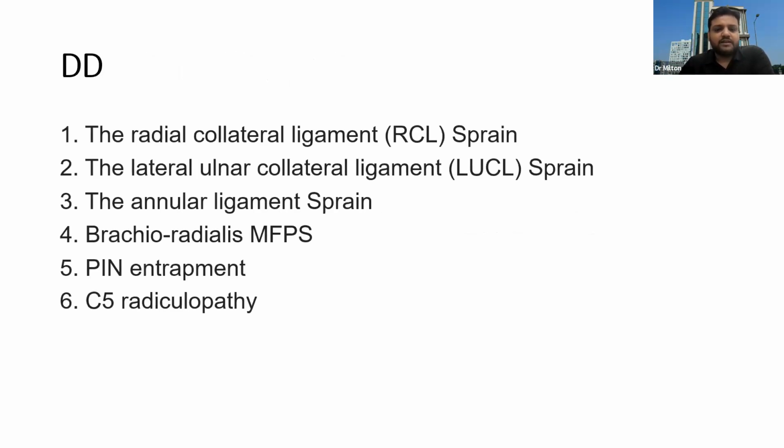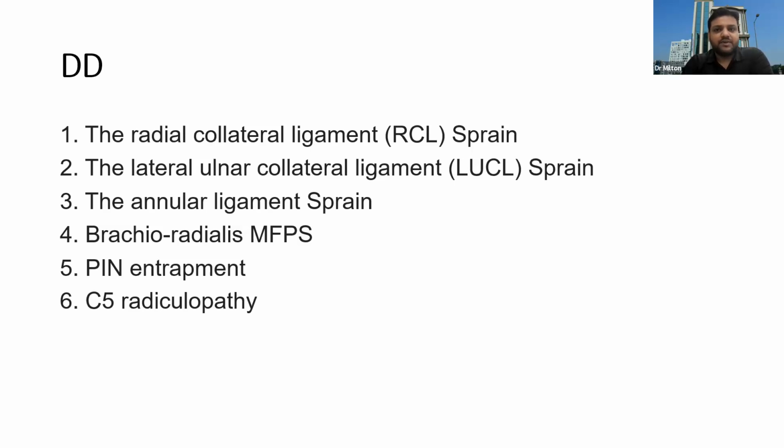So here we have some other DD, differential diagnosis. There is another very important ligament, the radial collateral ligament. It may be a sprain, as well as the lateral ulnar collateral ligament. It may also be a sprain in that area, and it may mimic this type of pain of lateral epicondylitis. And there is also the annular ligament. It may be either a tear or sprain or any kind of changes.